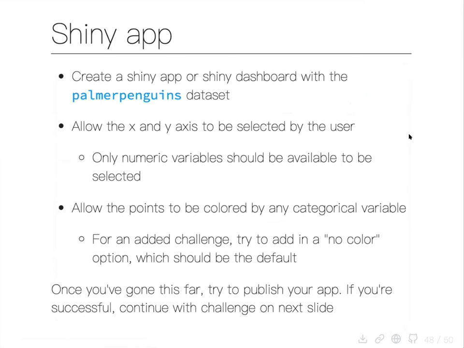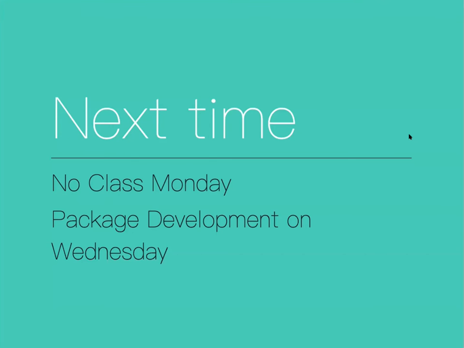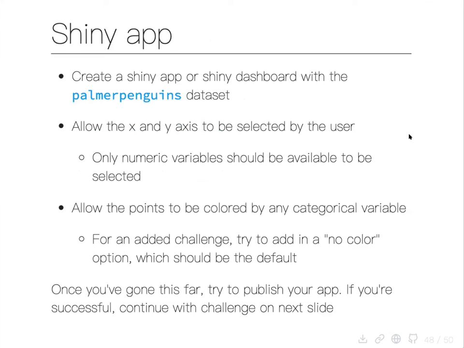So that's it. My challenge for you is to use the Palmer Penguins dataset again, but then create a Shiny app for it. Okay, so there's this part and then this part, and that's it.